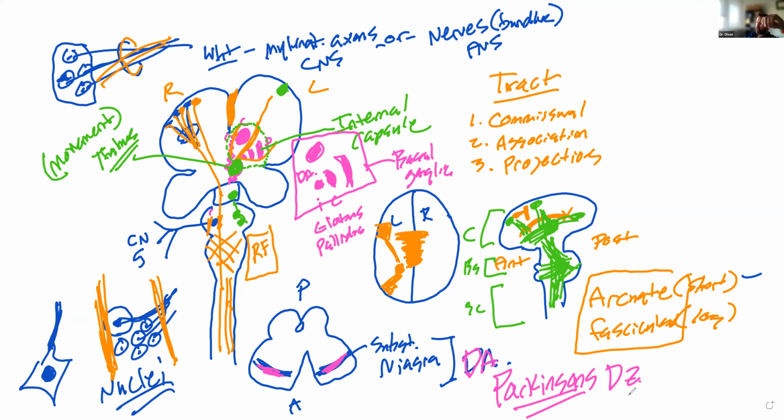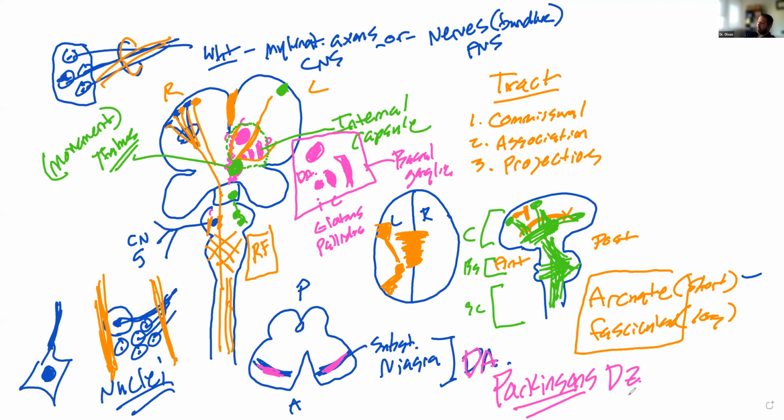They have rigidity, called cogwheel rigidity. If you were to turn a cogwheel, it's not very smooth, right? So when they walk, it's very rigid. They have something called akinesia. Kinesia, as in kinesthetic, is movement. Put an A before it, so it's a lack of or without movement. You could say bradykinesia, a decrease in movement. They have postural instability, an inability to maintain their posture.